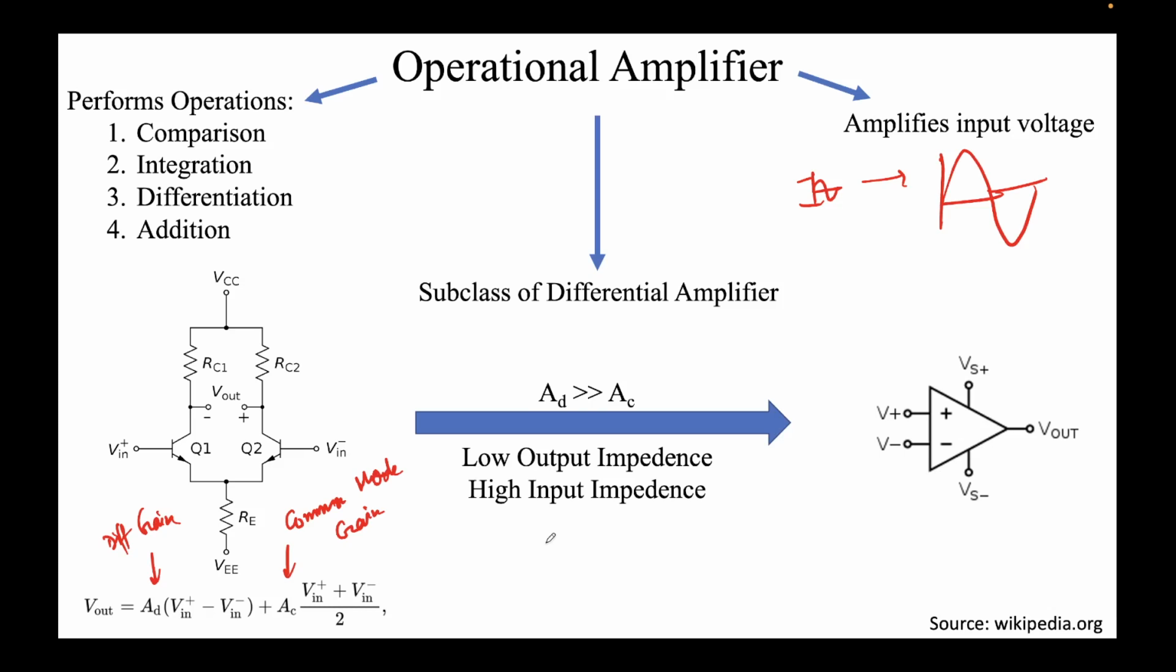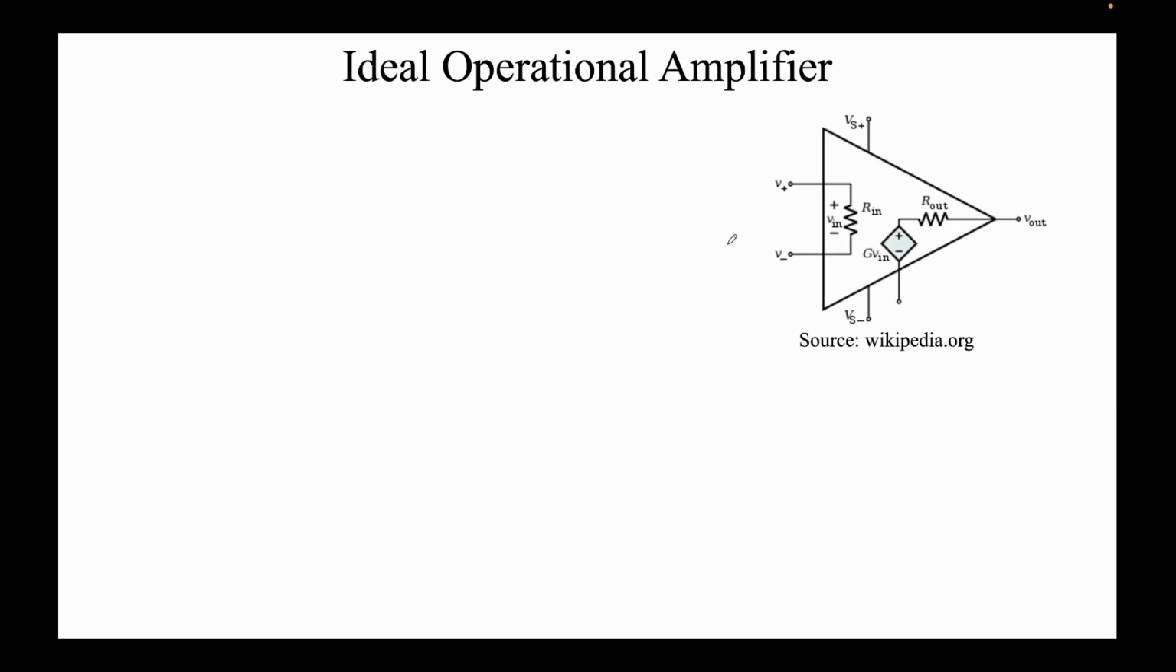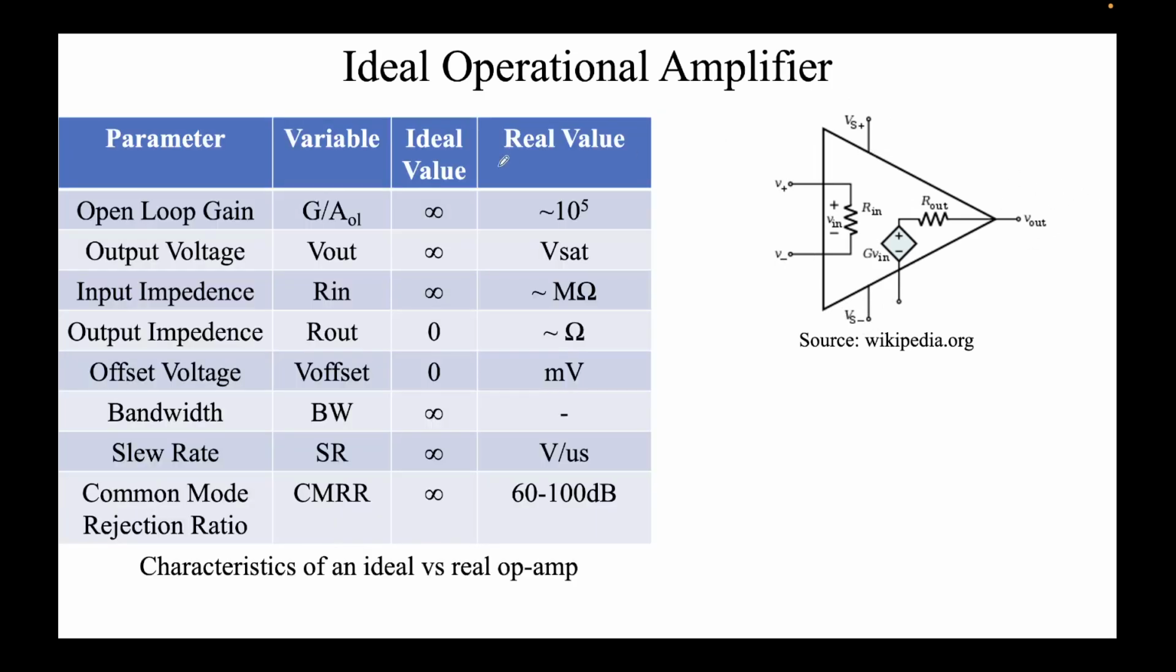Okay, all right. So as I was saying, this is the differential amplifier, and you can see this is a very crude model of an operational amplifier. You can see V plus and V minus. These are the inputs. Vs plus and Vs minus are the saturation voltages, and this is the output that I am taking. Now, there are various parameters that we associate with an operational amplifier.